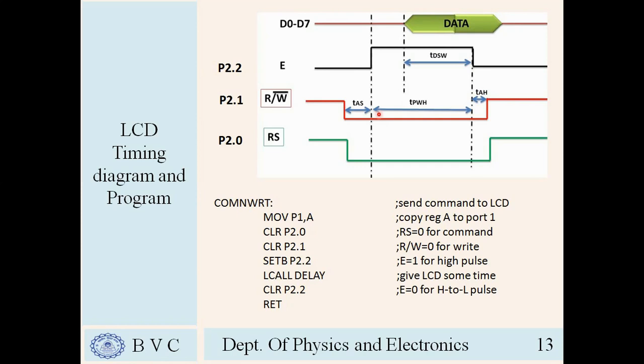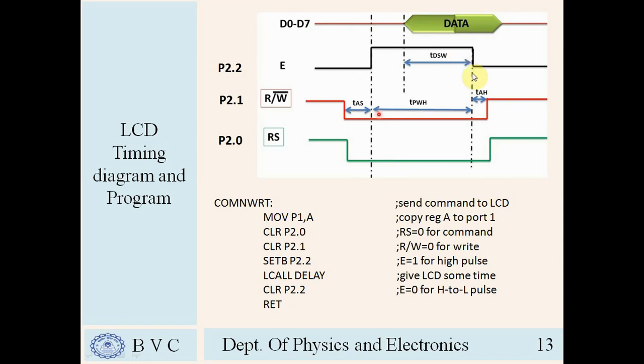So there are a few steps which we have to follow in order to give a command, right? The first thing is to put the data on the data bus and then set register select equal to 0. RS, register select, equal to 0 means you are giving a command. Then make read/write equal to 0, because you are sending some data, you are writing some data onto the LCD. So it's a write command, so read/write is equal to 0.